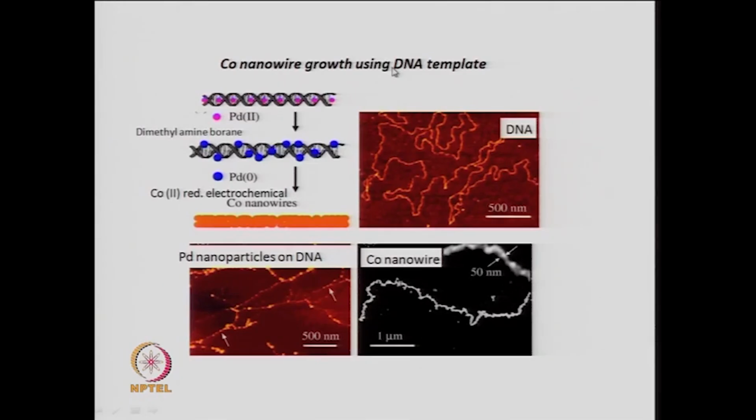Here you use palladium first. Why is palladium used? Because it is a catalyst. So, you first dip the DNA strand in a palladium solution that contains palladium in the divalent state, and then you reduce that divalent palladium to palladium metal particles. So, these positively charged ions of palladium will be held within the double stranded DNA.